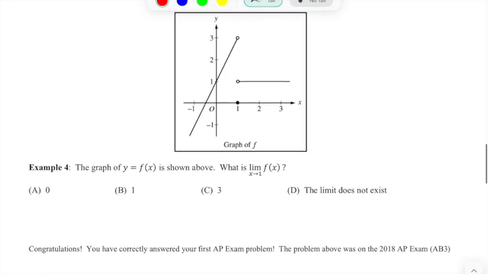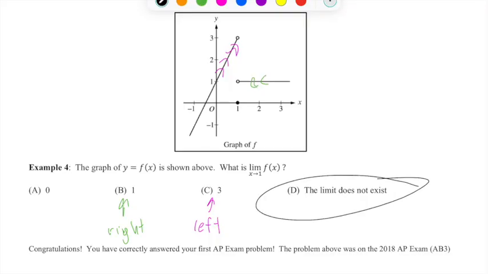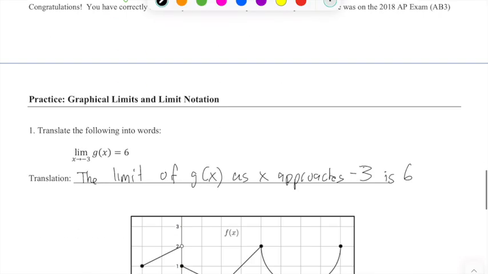Okay, so this was a multiple choice question from the 2018 AP exam. So, what is the limit as x approaches 1? Well, if we go from the left, it equals 3. So that's from the left. If we go from the right, it equals 1. But since those don't agree, the answer does not exist. And there you go. There's your first lesson.